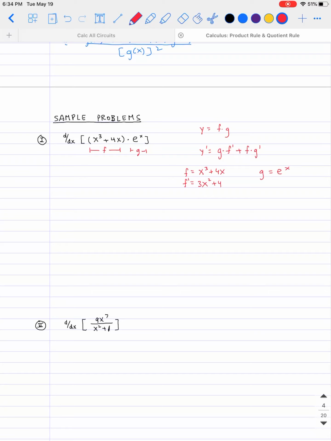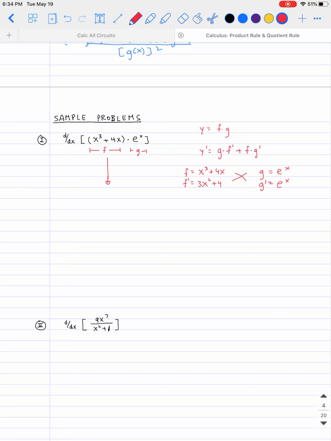So that's going to be 3x squared plus 4 according to the power rule. And the derivative of g, which is e to the x, is supposed to be itself, which is e to the x. Okay. Now we're going to apply the product rule once again to this. And if you look at the equation, all you're really doing is just cross multiplying them and adding them together. So again, that's the reason why I like to write it out so you can see everything.